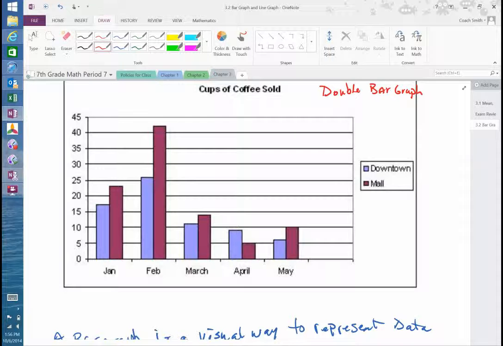Now, it's a double bar graph, but there are essential things with every bar graph that you must have. First thing is the title. So you put down number 1, title. These are the 4 or 5 essential things that all bar graphs must have. First thing they must have is a title.